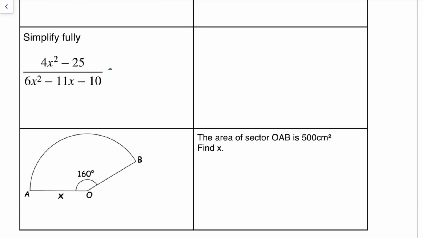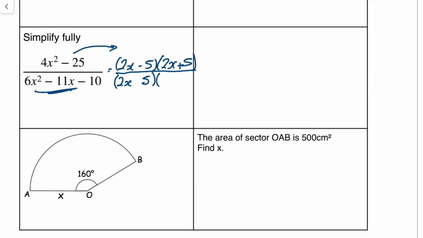Simplify fully, a bit of algebraic fractions. Now, this is difference of 2 squares, so I know that this is the same as 2x minus 5 and 2x plus 5. And that's going to help me think about what this bottom one might be down here. Now, I would suggest to you that I know it's going to be a 2x and a 5. So I could probably have a good guess, but I'll tell you what I'll do. I will actually just factorize this in the normal way just to see what falls out rather than using the guessing method.